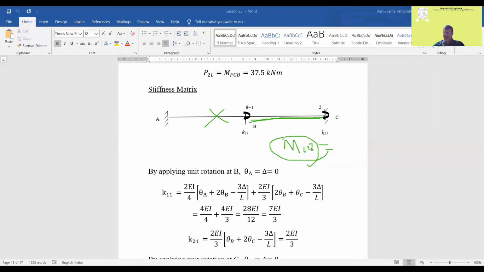MCB is basically equal to K21 into theta B. Theta B is equal to 1. Now this is K21. So what is this value we have seen? This is equal to 2 EI by L into, this is the near end, this is the far end, theta B plus 2 theta C minus 3 delta by L. Here theta C is equal to 0, delta is equal to 0. So 2 EI by L, theta B is equal to 1. So it comes out to be 2 EI by 3.